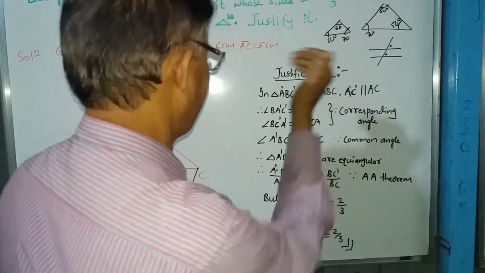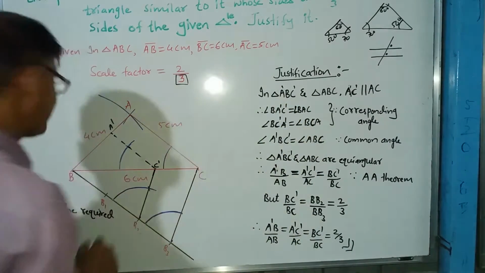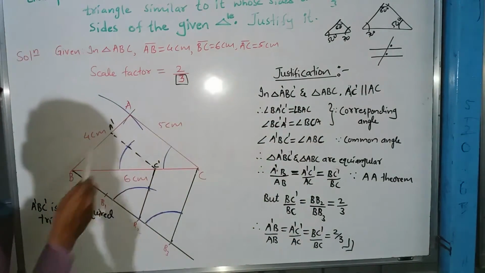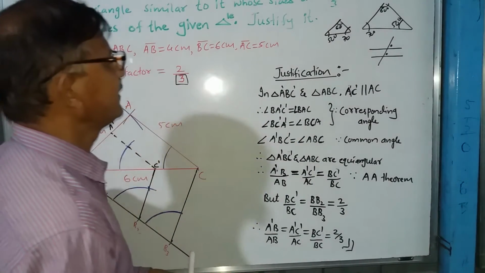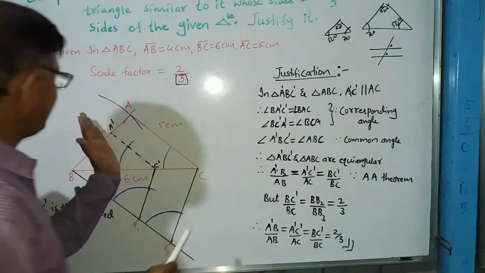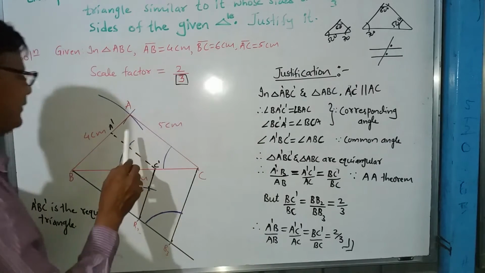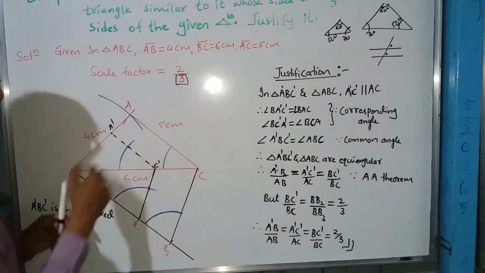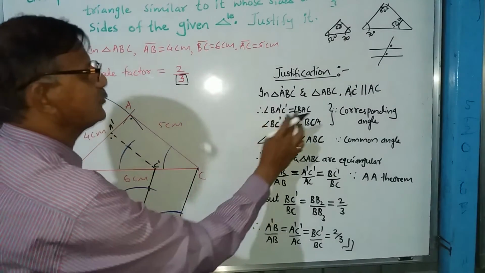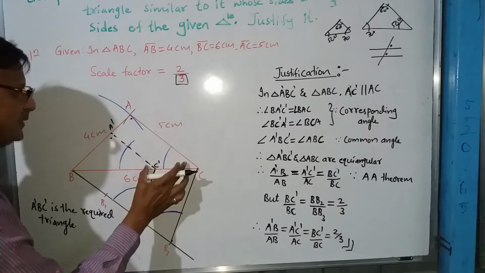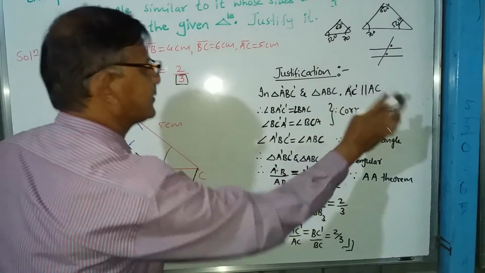So let me clarify. Here, in a triangle A'BC' and another triangle ABC, in both these triangles, you know A'C' is parallel to AC. We already did it. Therefore, you know that if two lines are parallel, then their corresponding angles are equal. So these are the two corresponding angles. That's why I have written here, these two angles are equal. At the same time, these two angles are also what? Equal. What? Corresponding angles.